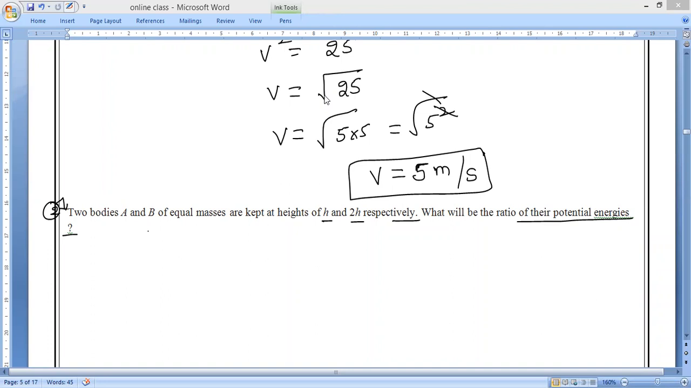Sir, 1:2. Is it? Now, let us see what it is. It is very simple. We have to consider two bodies. What are the two bodies, guys?